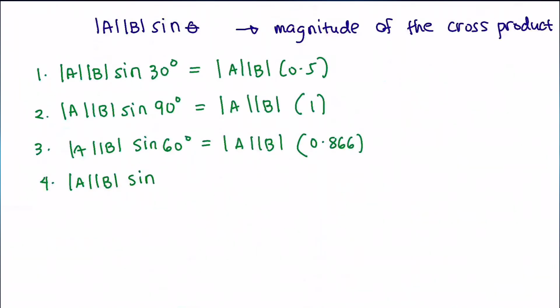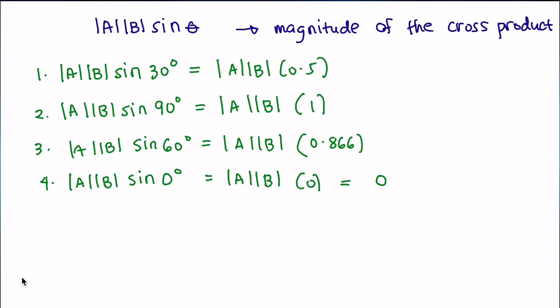So let us write that down. Sine of 0 is equal to, so that is going to be equal to A, B, and sine of 0 is equal to 0. So in fact, for case number 4, the magnitude of the cross product of vectors A and B is equal to 0.